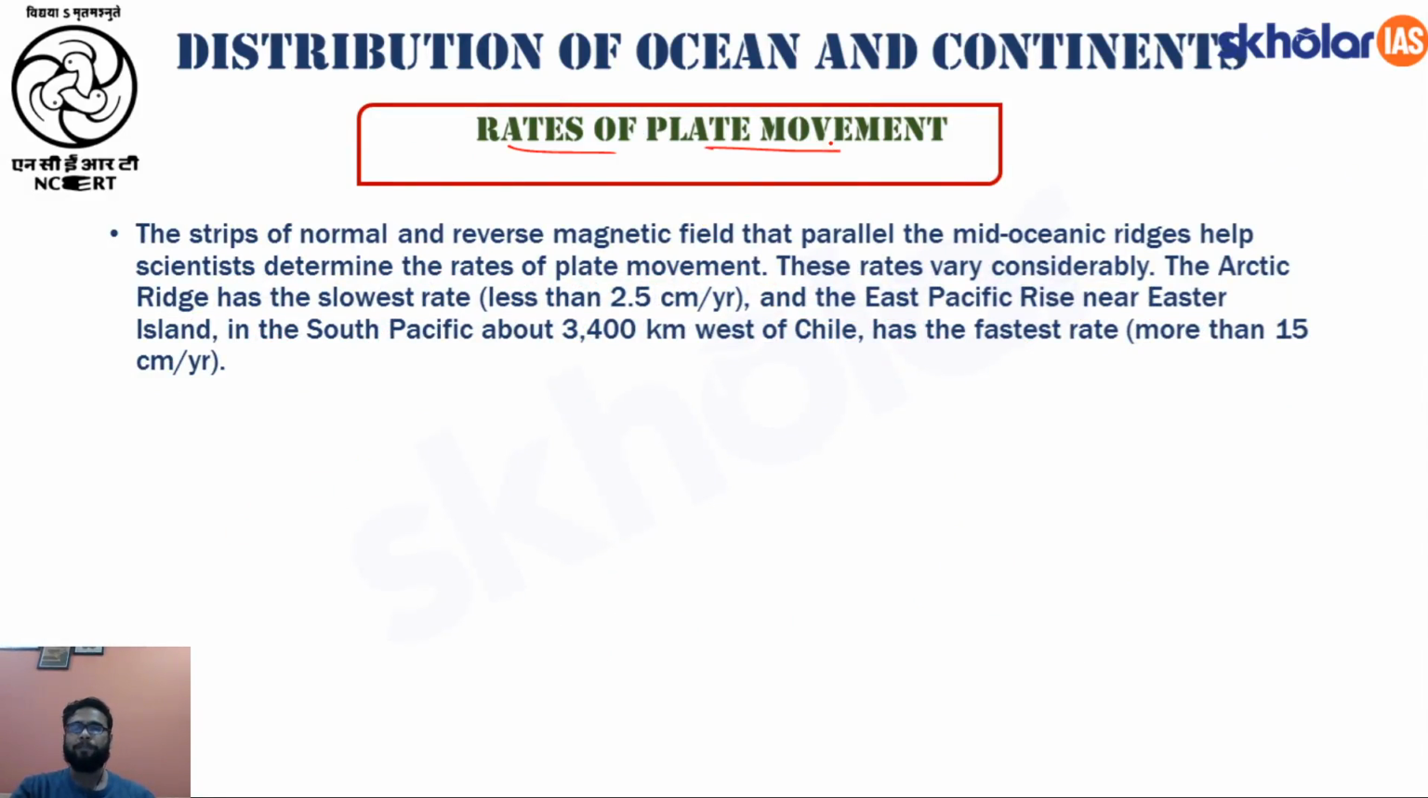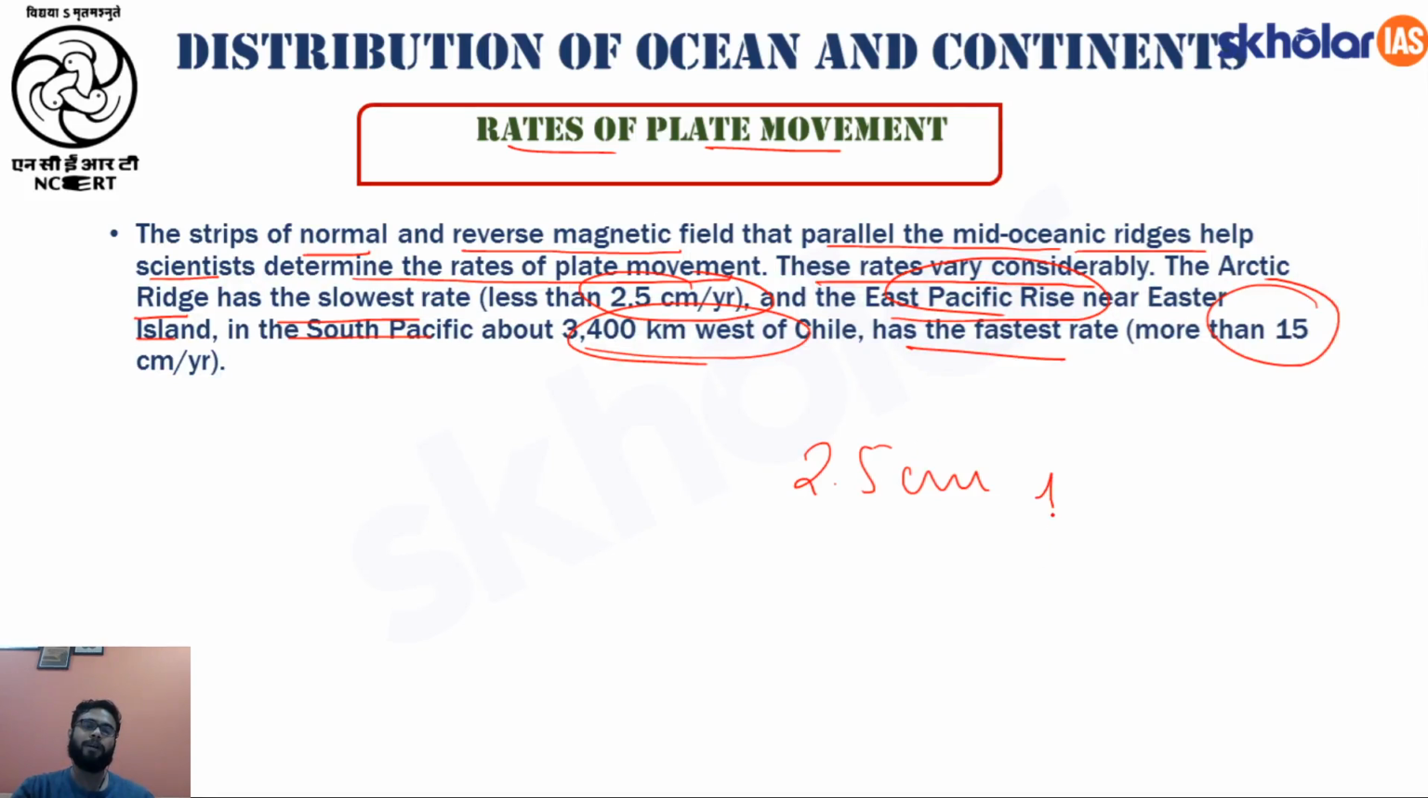at which the plates are moving. The strips of normal and reverse magnetic fields that are parallel to the mid-oceanic ridges help the scientists determine the rates of the plate movement. Fine. These rates vary considerably. The Arctic ridge, for example, has the slowest rate, about 2.5 centimeter per year. Then we have the East Pacific Rise near Easter Island in the South Pacific, about 3400 kilometer west of Chile, which is the fastest, about 15 centimeter per year. So the plate movement varies between 2.5 centimeter per year and up to how much? 15 centimeter per year. Understood?